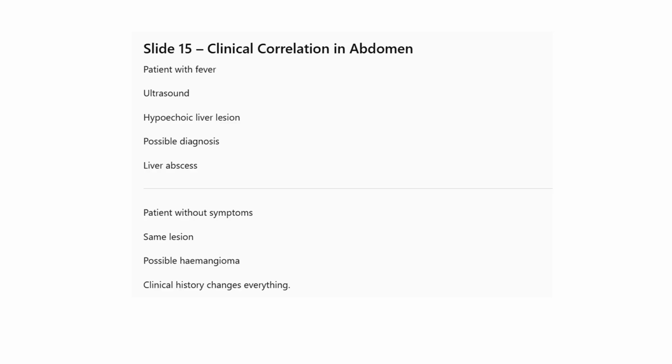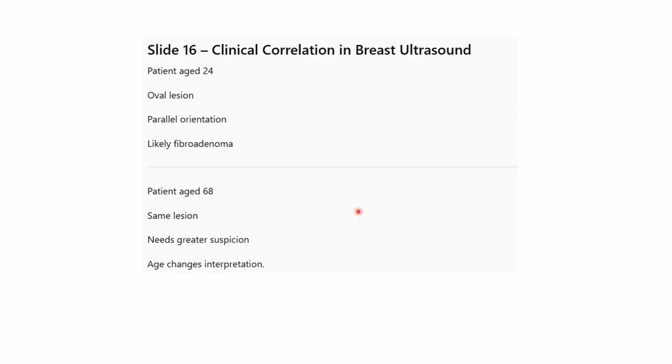Clinical correlation, abdomen. So a patient with fever, ultrasound: hypoechoic liver lesion, possible diagnosis: liver abscess. Patient without symptoms, same lesion, possible hemangioma. Clinical history changes everything. So clinical correlation in breast: patient age 24, oval lesion, parallel orientation, likely a fibroadenoma. Patient age 68, same lesion, needs greater suspicion. Age changes interpretation.